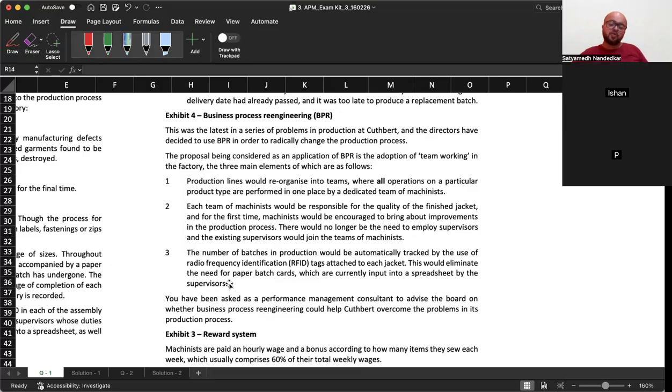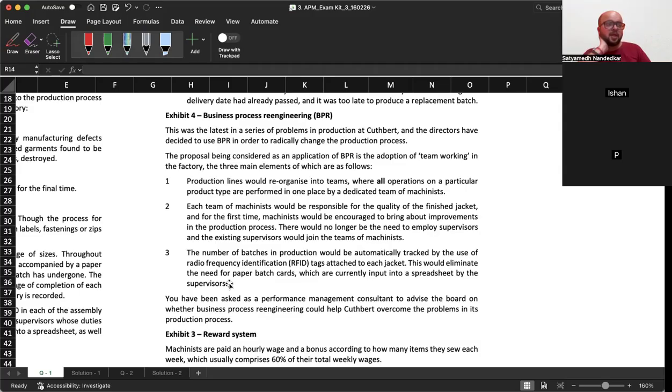Okay. The number of batches in production would be automatically tracked by the use of RFID. Just say when you go to say west side, every kapda that you purchase there, now there is a device attached to it. If you try to leave the store with the device still attached, so it starts beeping. So that way it helps them to track thefts and all in the first place.